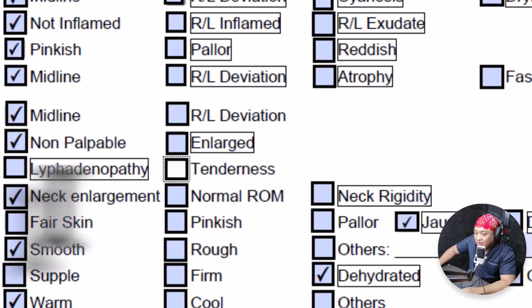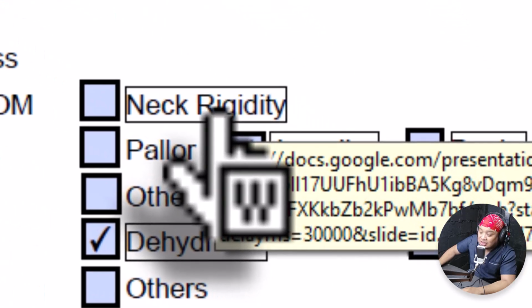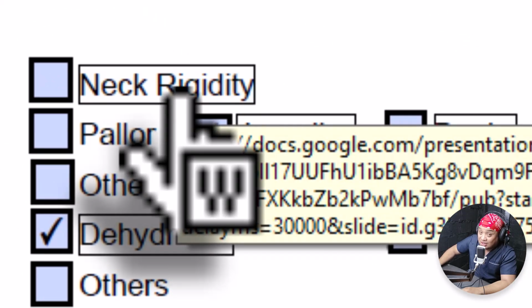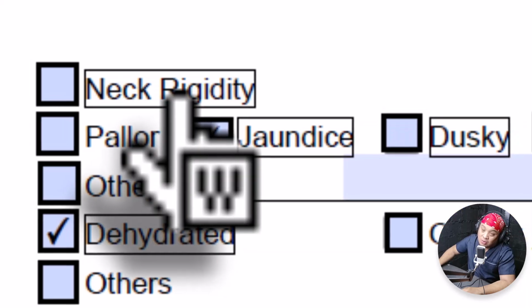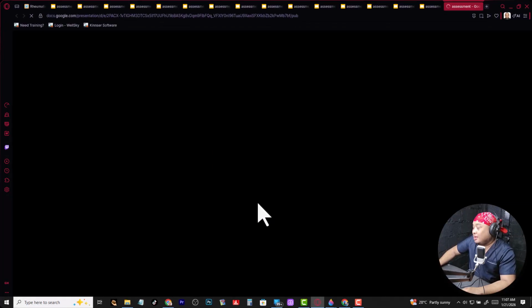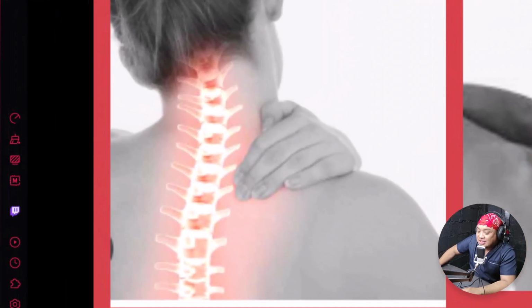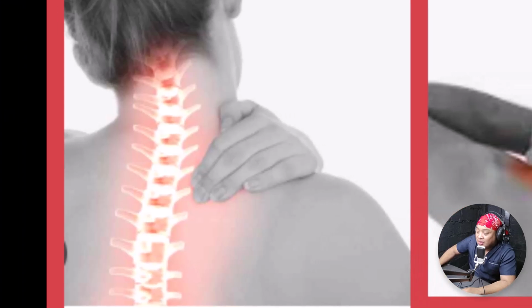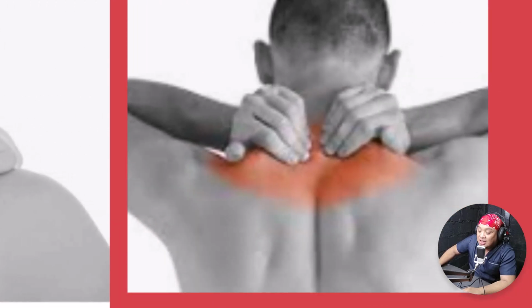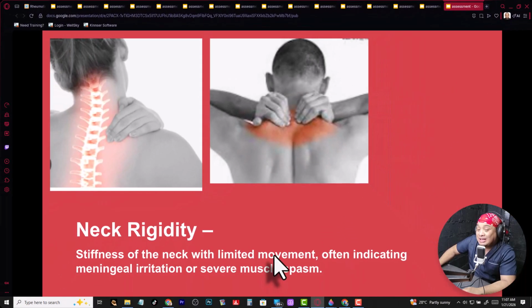So we have the others here. We have the neck rigidity. What is neck rigidity? It is a stiff neck. So parang maglisod siya og look left or right, ma-move niya yung neck. So he has to move both his body. Then that's neck rigidity. So this is a stiff neck with limited movement, often indicating meningeal irritation or severe muscle spasm. I have this before, but anyway, more like a robot.